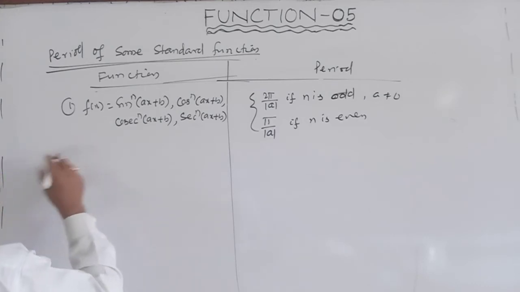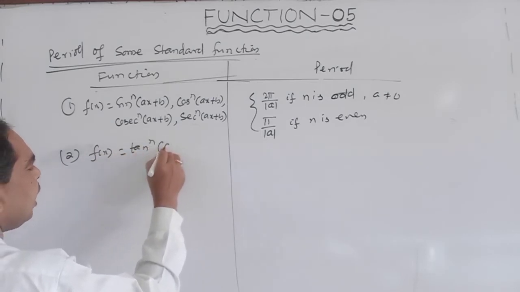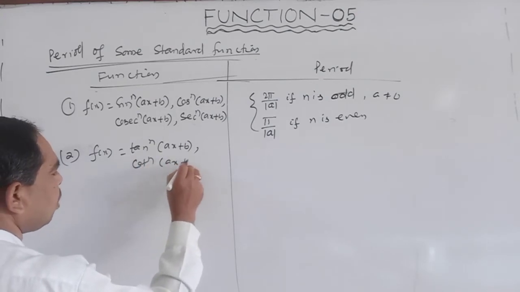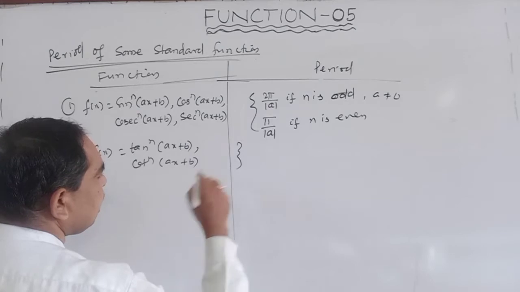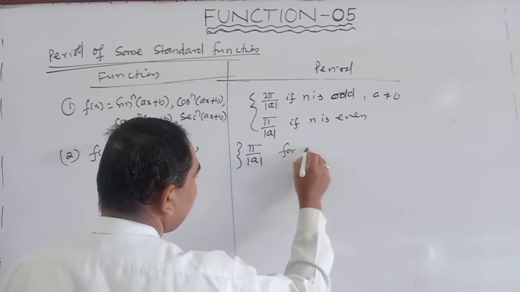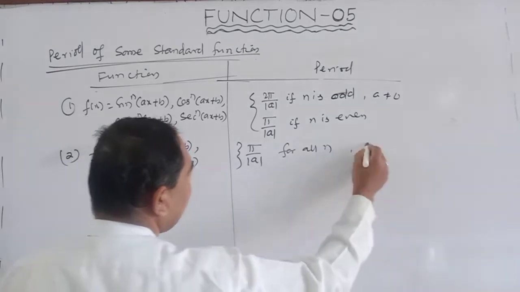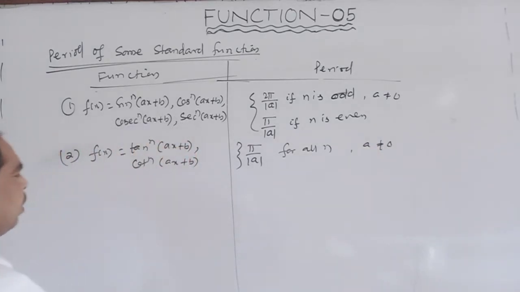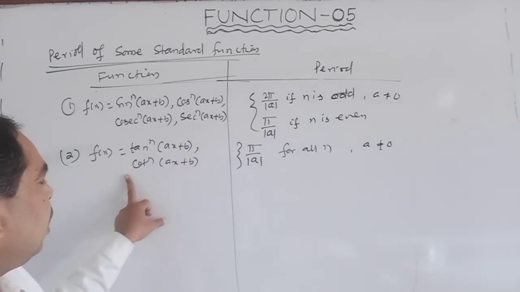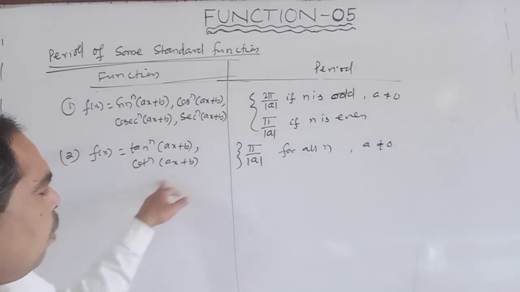Second one: f of x is equal to tan to power n of (ax plus b), comma cot to power n of (ax plus b). So in this case the period is pi by mod a for all n, a not equal to 0. If the function is tan or cot, then the period, meaning the fundamental period of this function, is pi by mod a.